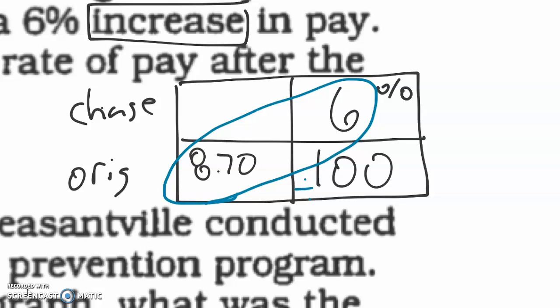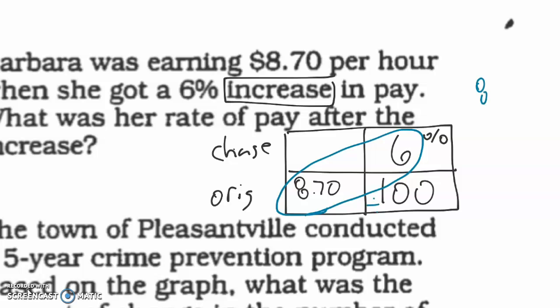You can do 8.7 times 6. Will give you the same answer as 8.70. 6 times 7 is 42. 8 times 6 is 48. Plus the 4 is 52. We have one decimal. Oh, yay. 52.2.